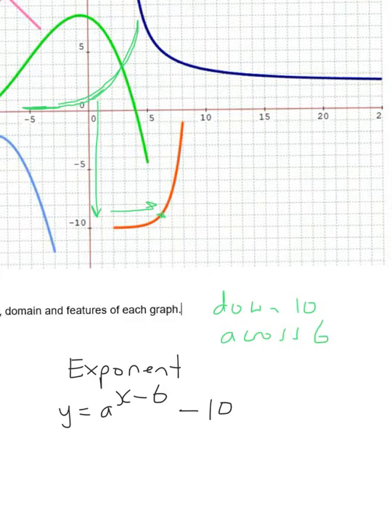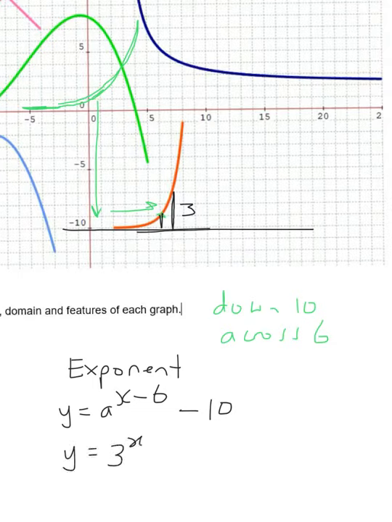The a value, remember, here's my asymptote coming along here at the bottom. I've got an asymptote there. It goes up 1 square. I look at the next bar and it goes up 3 squares. So my a value is 3. So the equation is y equals 3 to the power x minus 6, minus 10. I've got an asymptote at y equals negative 10 here as well as a feature. And your domain is between 2 and 8.